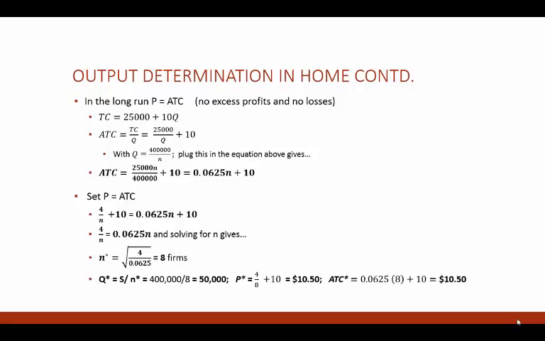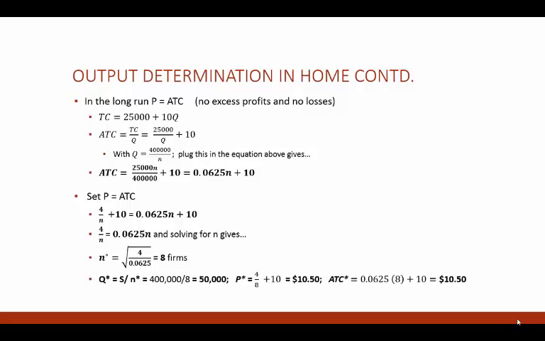We next obtain the average total cost function by dividing the total cost function by Q. We again plug in the symmetric equilibrium demand for Q, and solving this gives the average total cost being equal to 0.0625 n plus 10. In the long run, price and average total cost are equalized, so we set them equal and solve for n. And this gives us 8 firms at home.